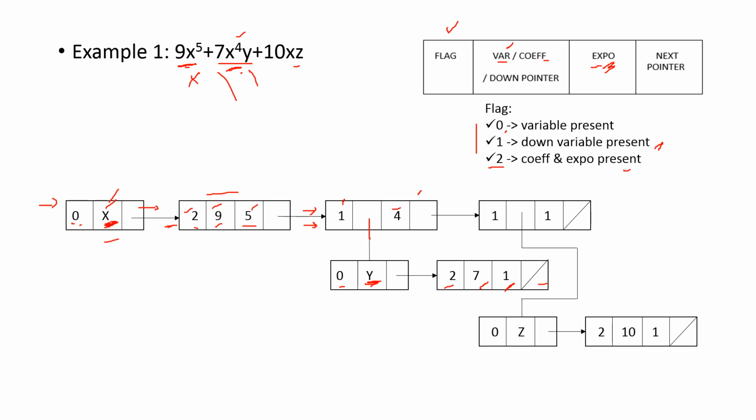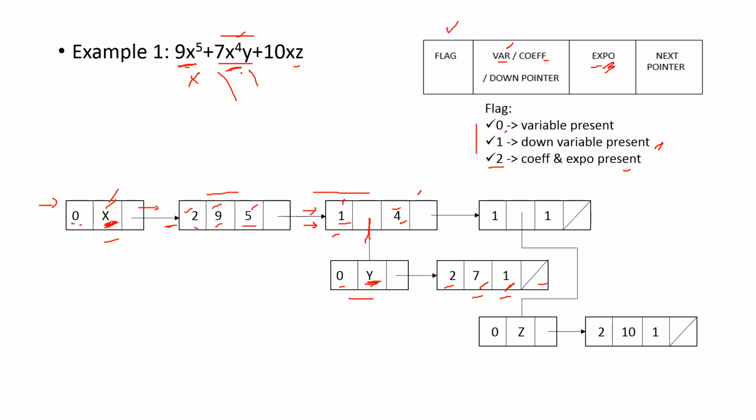Okay, so once again I'll repeat, that is the second term, 7x power 4y, we are considering. So here two variables are there, x and y. So this is about the x variable. So the details of x you have to enter in this node, and y is there. So y you have to point down, so that is the y down pointer variable, and the flag is 1, and the exponent of x is 4. Now the rest is 7y, so that is the y variable. So the variable you have to introduce, and then 7 coefficient, and 1 is the exponent of y.